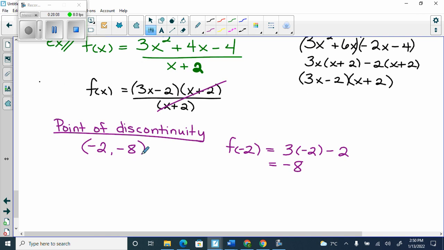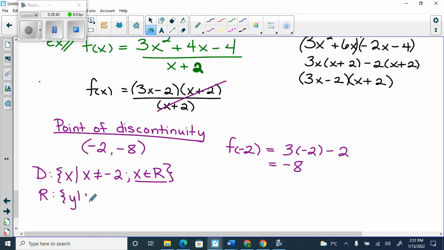Do you want to know why I love rationals? Because the domain and the range are literally just can't equal those. Because the domain and range equal everywhere else but this open dot, or where these asymptotes are. So you did these last year with reciprocals. The domain would just be x such that x can't equal -2, x in the reals, because it equals everywhere else. All the rest of the reals but -2. And the range would be y such that y can't equal -8, y in the reals.